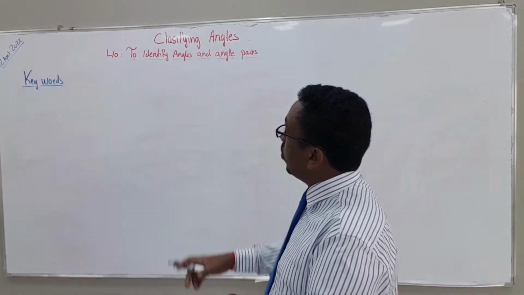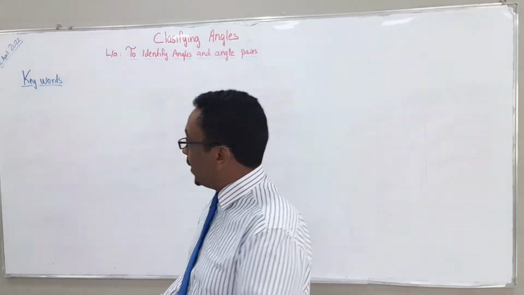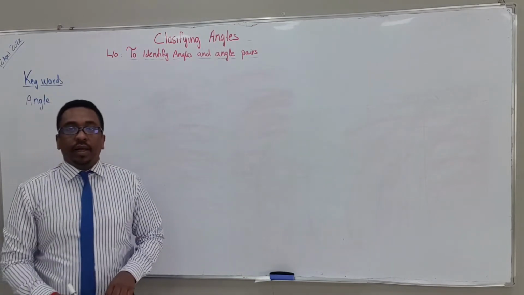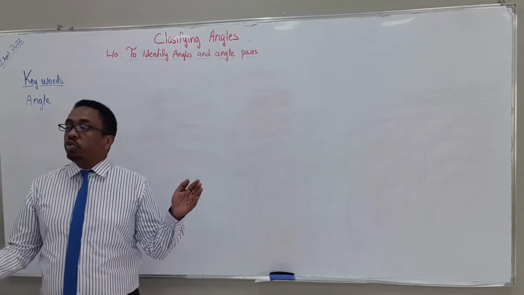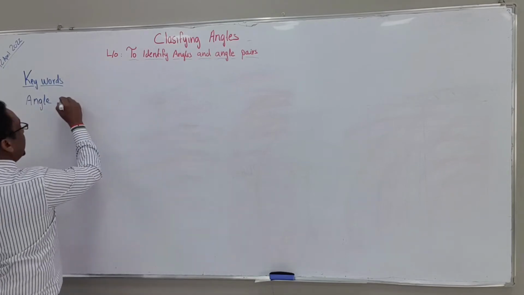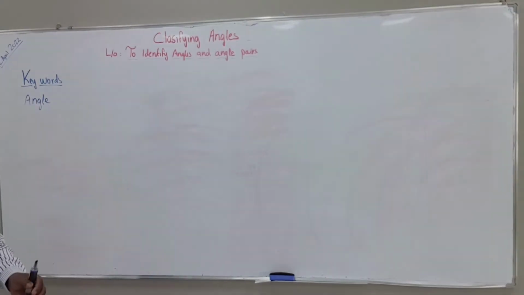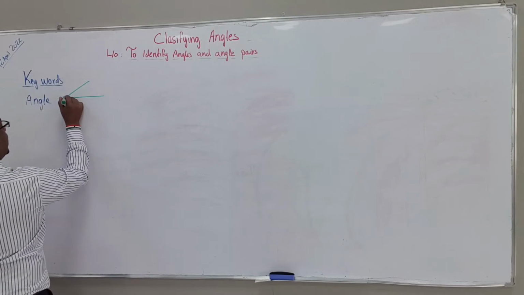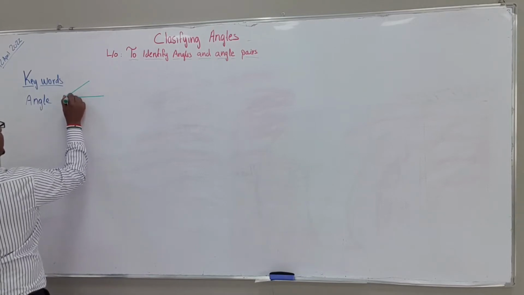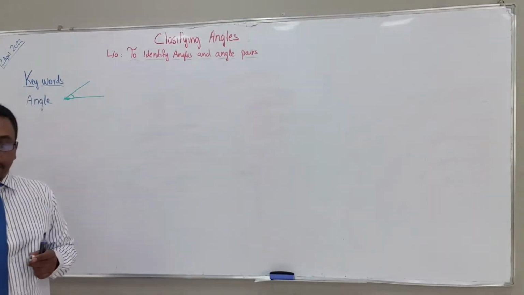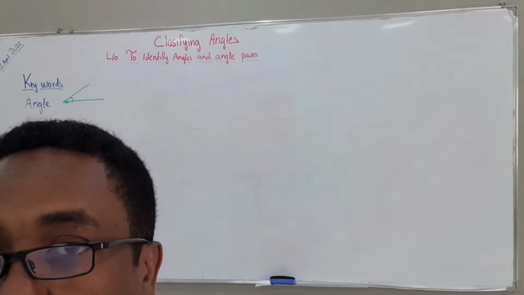Okay, so we're going to start with the keywords. The first word we're going to learn is angle. What is an angle? I think it's really important that you should know what an angle is. An angle is two rays meeting at a point, at the end point. So if we have one ray coming from here, another ray coming from here, the point where they both end will form an angle. So that will be an angle.